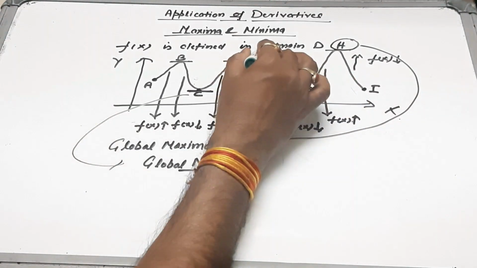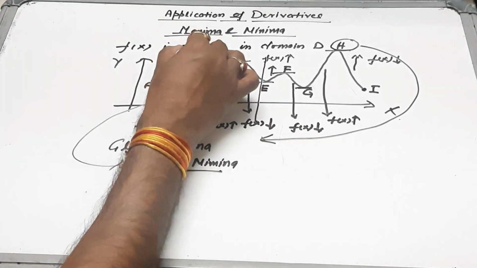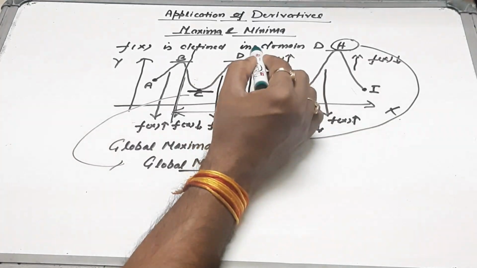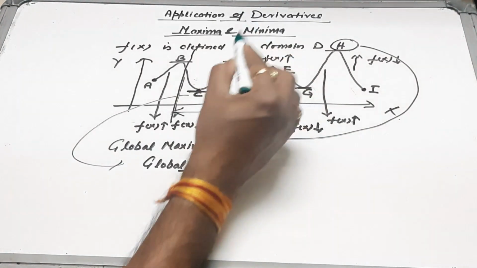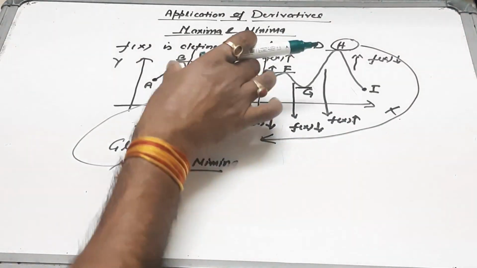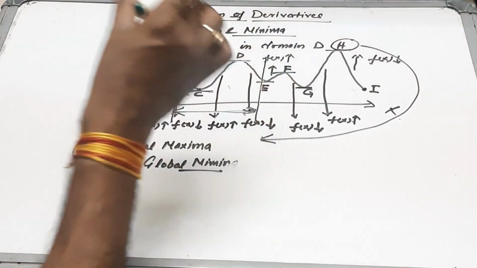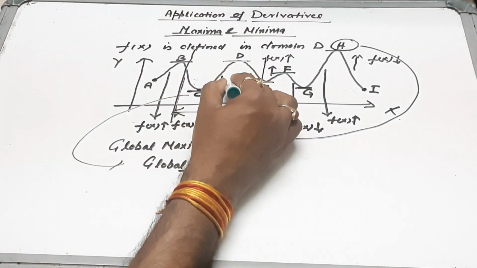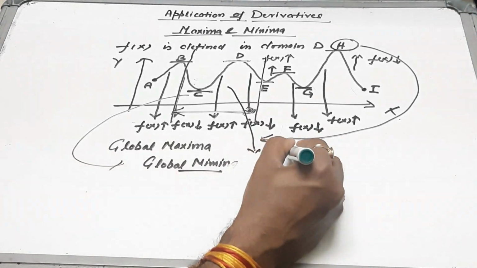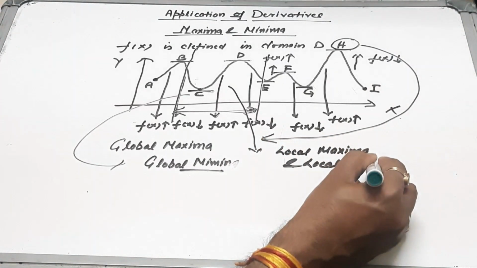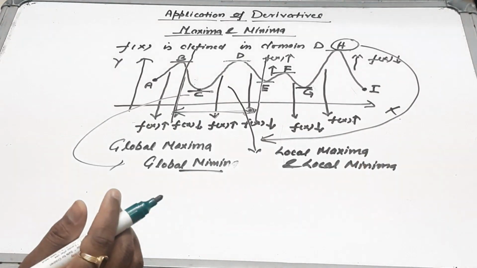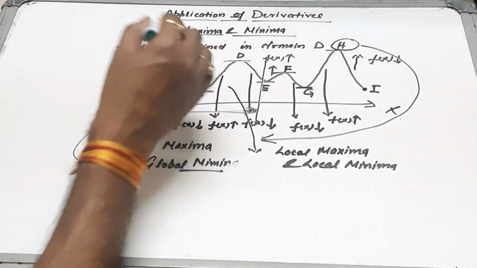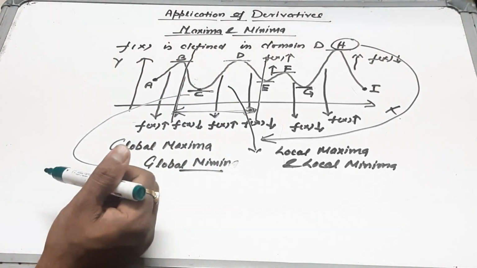But you can find maxima and minima in a particular region. I am just intercepting this region. In this region, we get only one maxima at point D and one minima at point C. Only one maxima and only one minima. If such type of maxima and minima is calculated, we call it a local maxima and local minima. Correct? So this is the concept. By checking the monotonicity of the function, we can find the maxima and minima of a function.